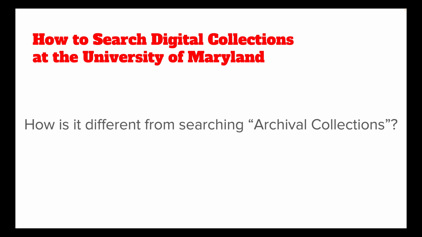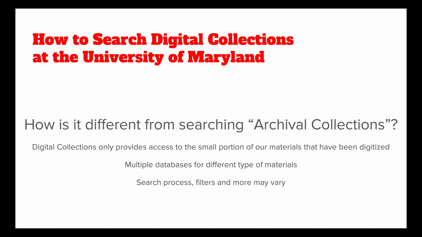There are several differences between the process of searching the archival collections, which makes all of our processed collections with finding aids discoverable, and the process of searching digital collections, which can contain AV material, digitized yearbooks and student newspapers, photographs, maps, and more. The digital collections provide access to only a portion of material from special collections and university archives that has been digitized. While vast, this comprises only a small part of our collection holdings, perhaps only 1 to 2% of our holdings on site.